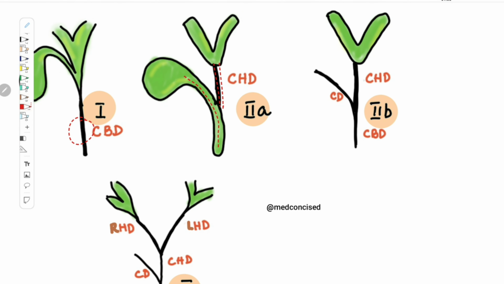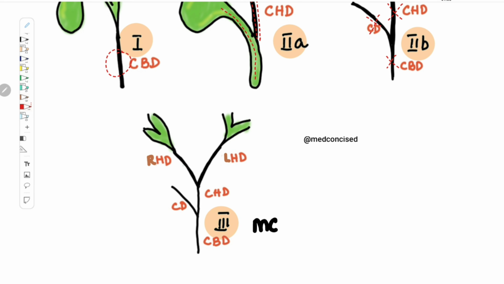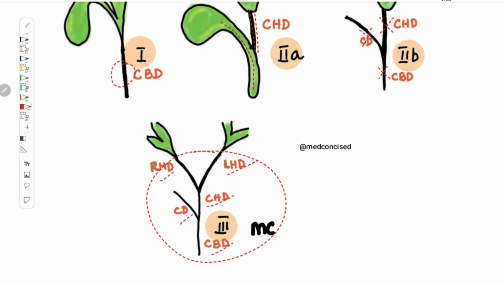In type 2B, there is atresia of the common hepatic duct, the common bile duct and the cystic duct. The right and the left hepatic ducts are patent. And type 3, there is atresia of the right hepatic duct, the left hepatic duct, the common hepatic duct, cystic duct and the CBD. The whole extrahepatic biliary system has undergone atresia.